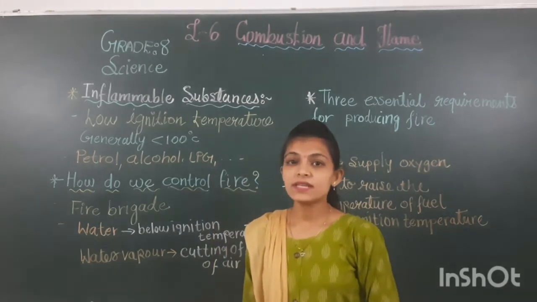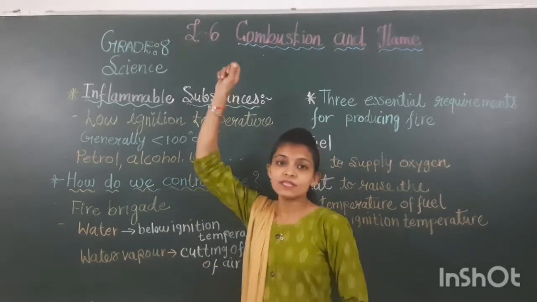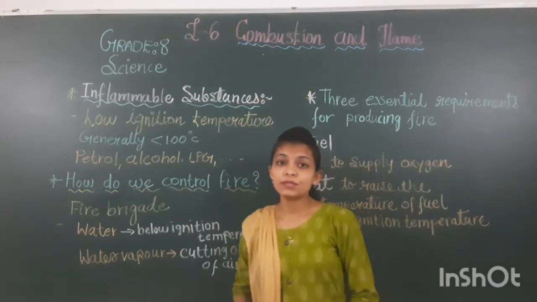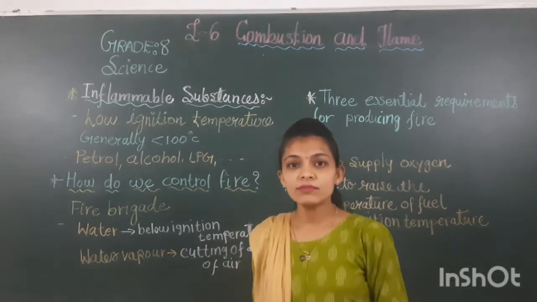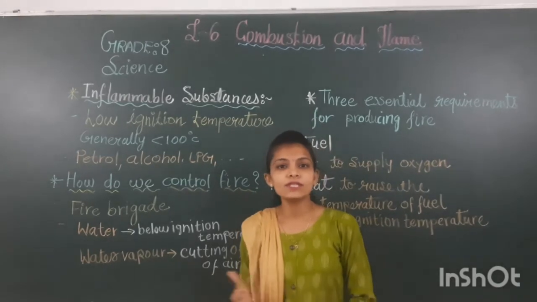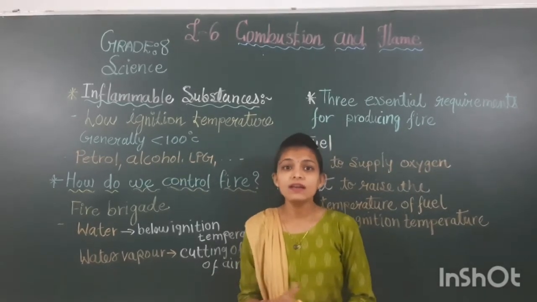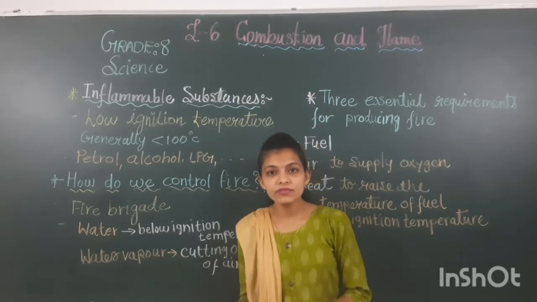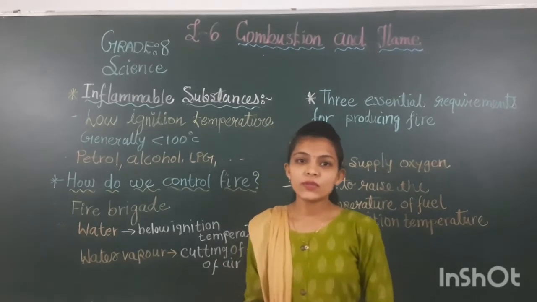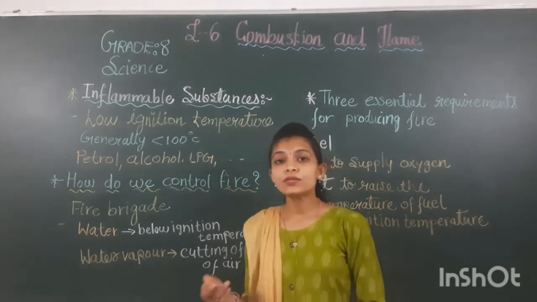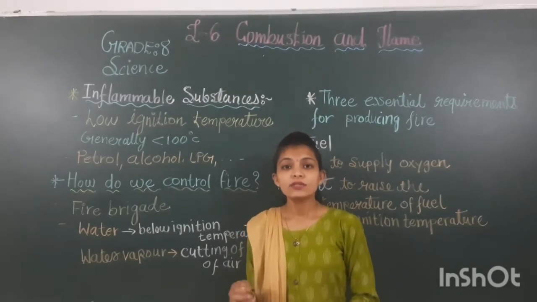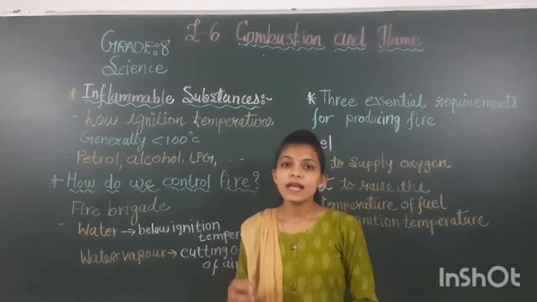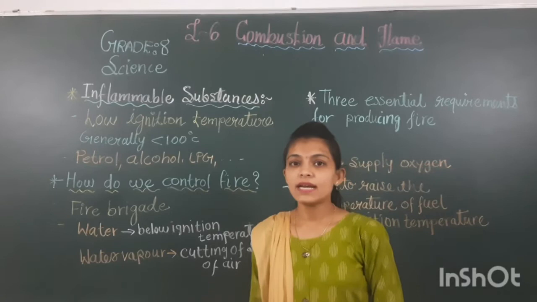As we know, we had started our sixth chapter. The name of the chapter is Combustion and Flame. In our previous video, we had seen what combustion is. Combustion means one type of burning. What is the flame? What is the relationship between combustion and fuels? How many types of fuels are there? And which things are necessary to produce the fire. And next we have seen some examples of that.